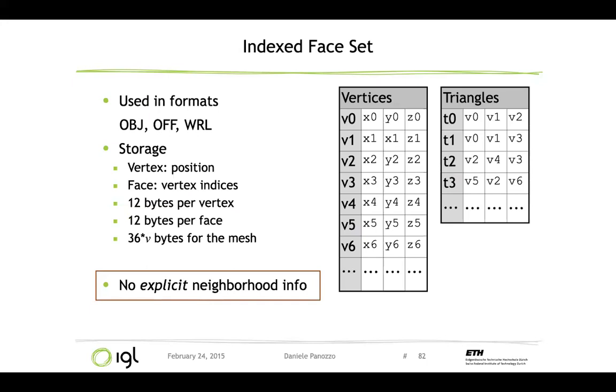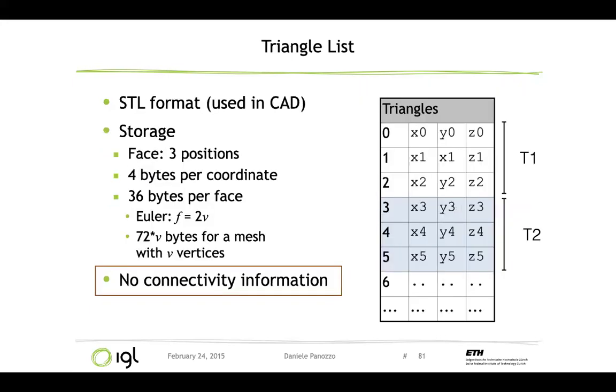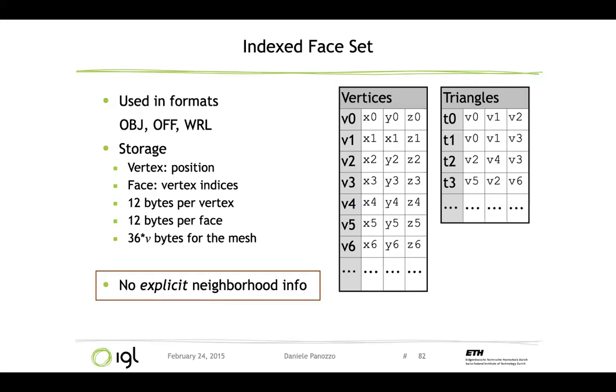So we have a list of vertices, and then the triangles are described as indices into this list. But notice that here, there's no explicit neighborhood information. We don't know which face is close to which face or which vertex connects to which vertex. But it's very compact as opposed to the triangle list. That's a lot of redundancy.